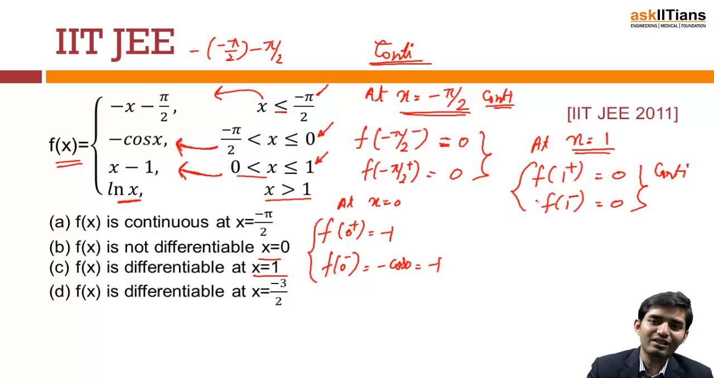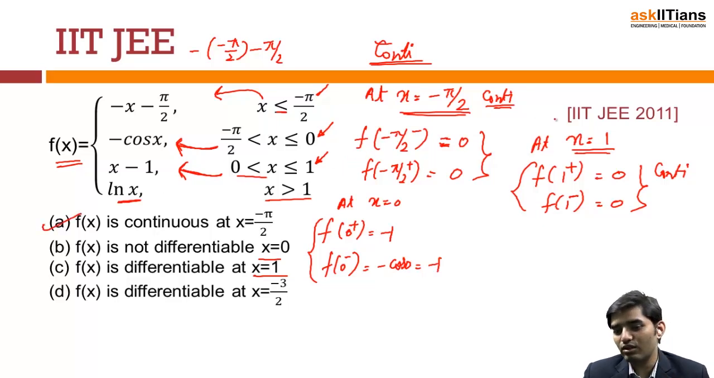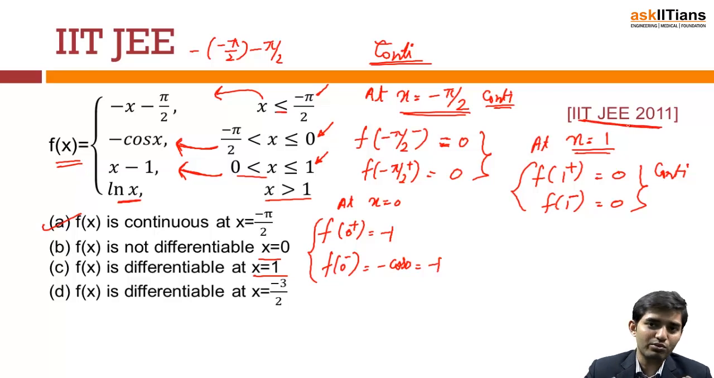So it is continuous at x equal to minus pi by 2 also, it is continuous at x equal to 0 also, and it is continuous at x equal to 1 also, alright. So this option will definitely be correct. This question was asked in JEE 2011 in more than one correct type options, right? So more than one option can be correct. So you have to check for options B, C and D also.